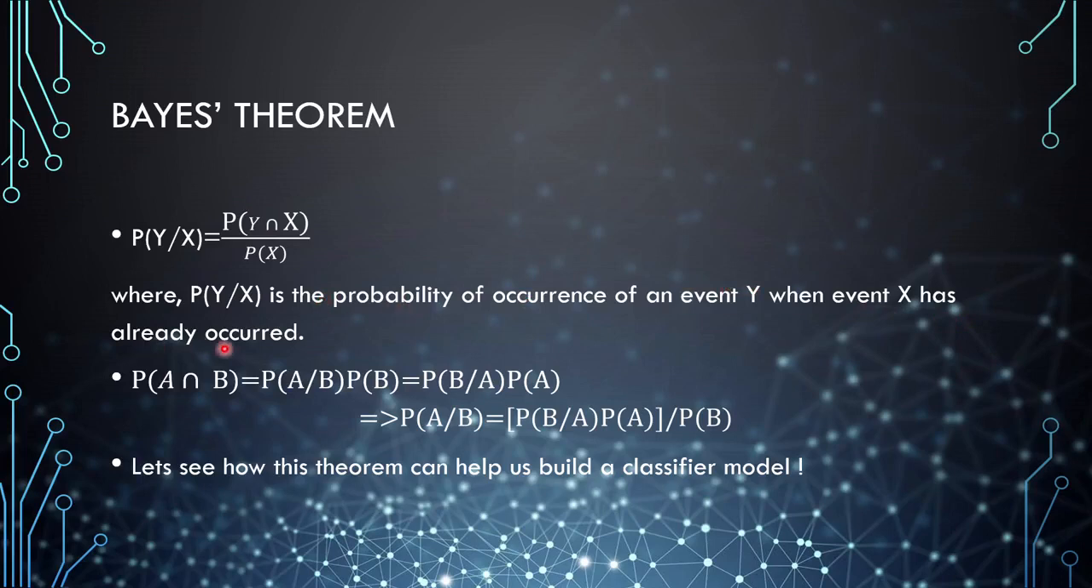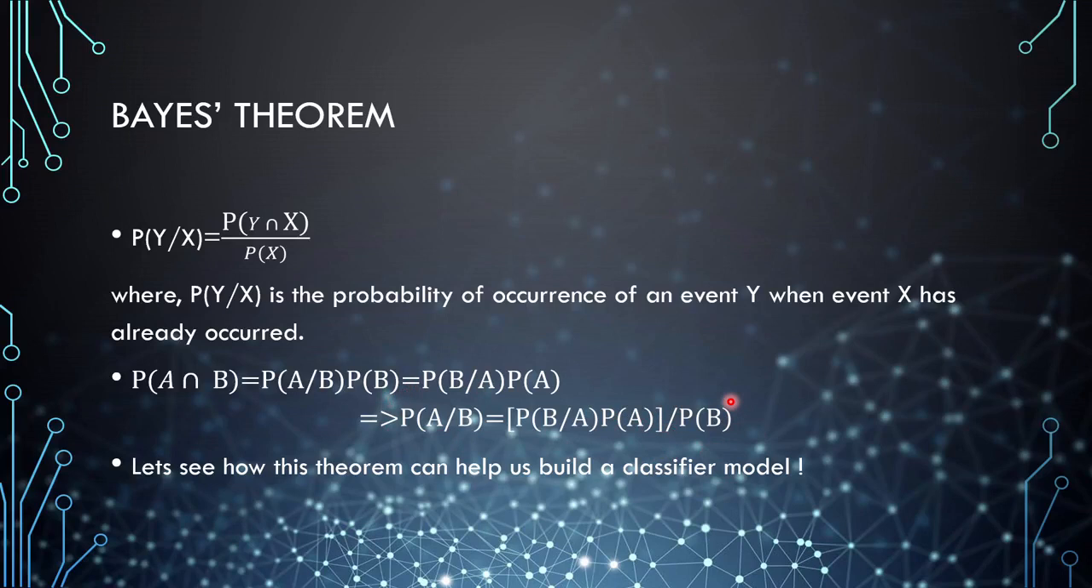And you also know that p of a given b equals p of a intersection b, which equals p of a given b into p of b, and this can also be written as p of b given a into p of a. This directly follows with cross multiplication of this equation, and we can then write probability of a given b is equal to probability of b given a into probability of a divided by probability of b. This result of Bayes theorem we will use to help us build a classifier model.